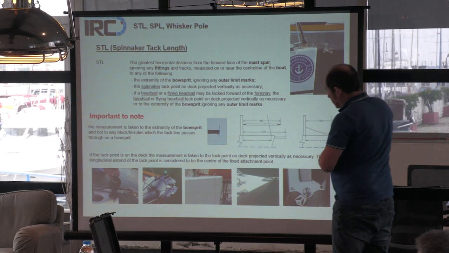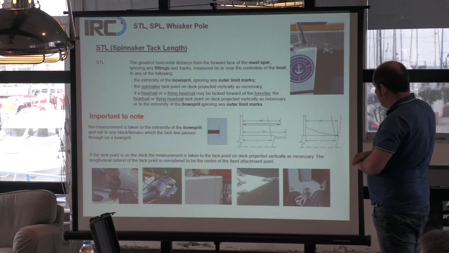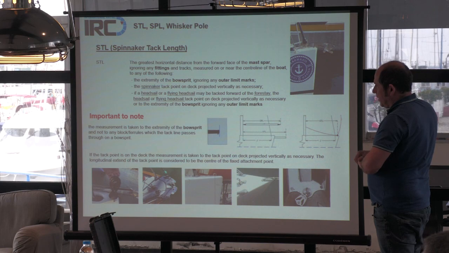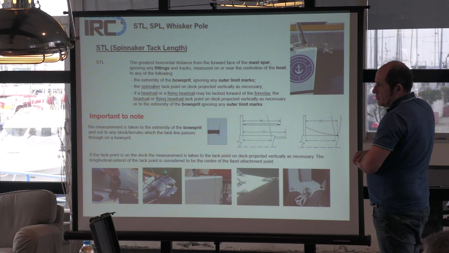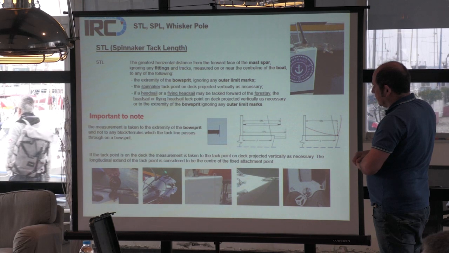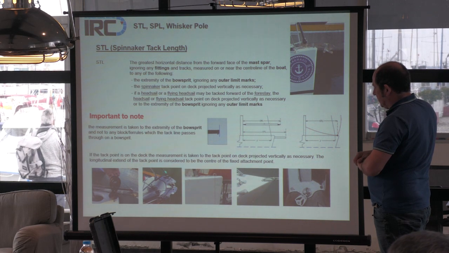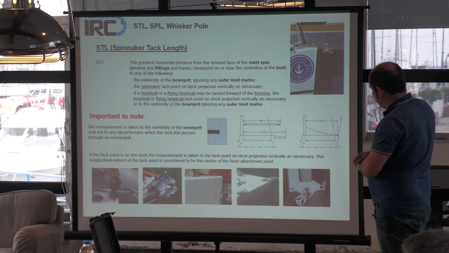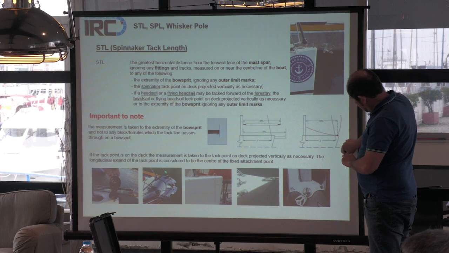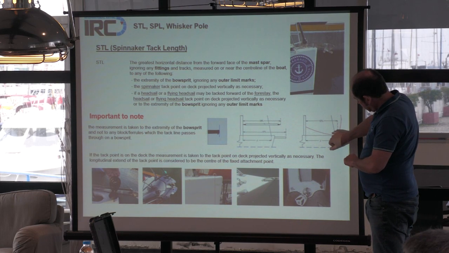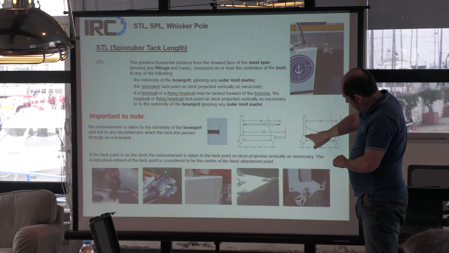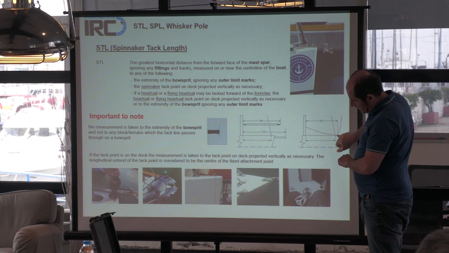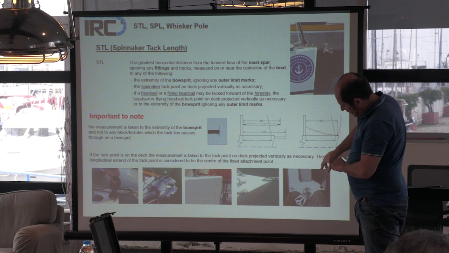Okay. This is STL when you have a bowsprit. In some circumstances, you may have an asymmetric spinnaker tacked in front of the boat with no bowsprit, but you still have a spinnaker attachment. For instance, if the spinnaker is tacked somewhere there, the STL will be the horizontal distance from the mast to the tack point. Okay. And here you have different pictures of different tack points.